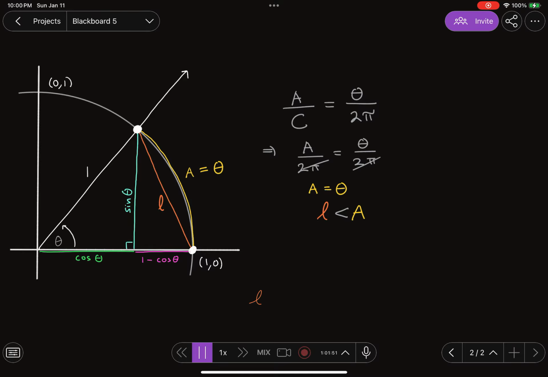So I think L squared is equal to something squared plus something else squared. Notice the triangle I'm looking at right here. It's a right triangle, and so I can use the Pythagorean theorem. So what we have here is 1 minus cosine theta, squared, and we also have sine squared. This is the Pythagorean theorem. No surprises. But I wanted to make an observation.